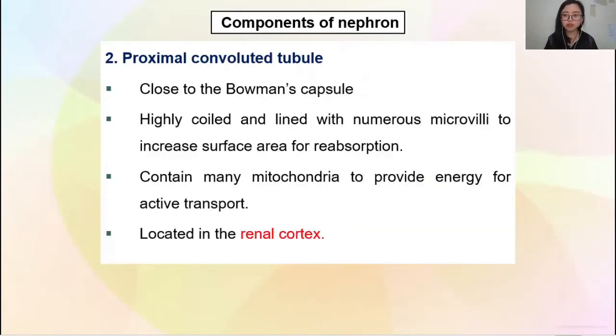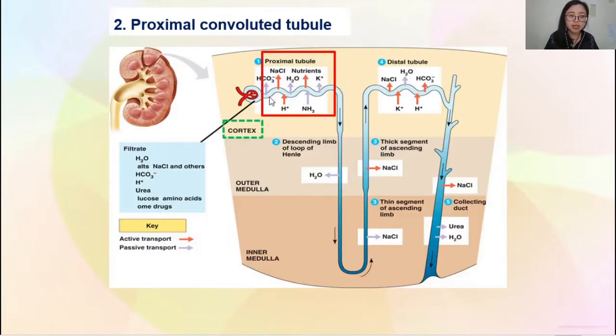The next component of the nephron is the proximal convoluted tubule. So this is very close to the Bowman's capsule. It is highly coiled, sangat berbelit-belit, and lined with numerous microvilli to increase the surface area for reabsorption. Dia kan epithelial cell. Epithelial cell kan boleh ada jari-jari tu, which is called the microvilli. So it's gonna have a lot of that. And it contains many mitochondria to provide energy for active transport. This will be located in the renal cortex. So dia akan di sini. It's gonna be in the renal cortex.